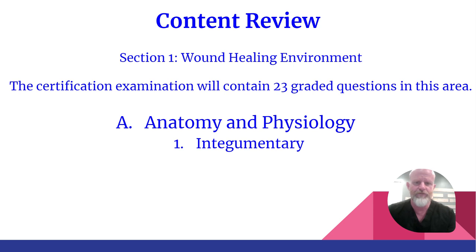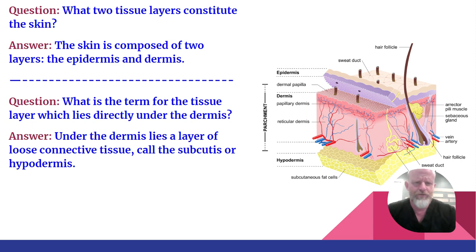Okay. So starting with the first area, we're going to do wound healing environment. As Bianca said in our last provider meeting, this is going to be 23 graded questions in this area. And we're going to start with anatomy and physiology of the integumentary system. So looking at the skin here to the right, what two tissue layers constitute the skin? This is going to be the epidermis and dermis. This is going to be basically partial thickness wounds. Can involve the epidermis and dermis, and we'll kind of get into that a little bit. And then once a wound gets down into that subcutaneous layer, you basically have a full thickness wound.